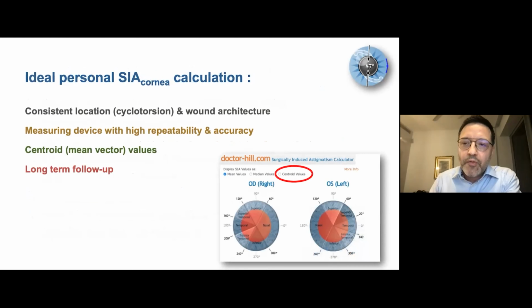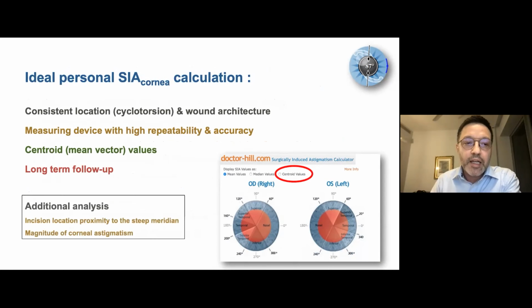Now, in order to perform an ideal personal corneal SIA calculation, one should use consistent location and wound architecture for the main incision, use measuring devices with high repeatability and accuracy, use centroid value for the analysis, and have a long-term follow-up. And ideally, we should perform an additional subgroup analysis in order to estimate the effect of the incision location proximity to the steep meridian and for different magnitudes of corneal astigmatism. And this is quite a tedious task.